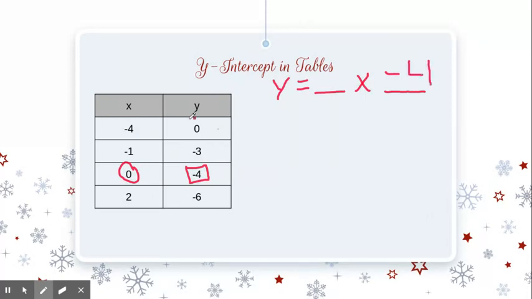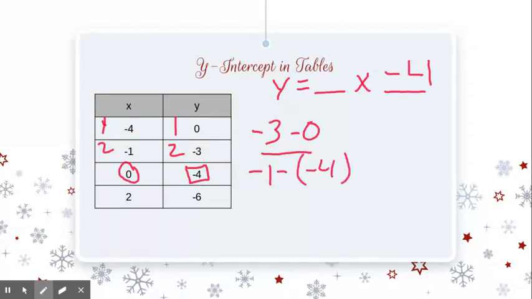And then I want to find my slope. So like always, I'm going to start with 2. -3 minus 0, and then -1 minus a -4. Okay, that's -3. Remember, a negative and a negative make a positive, so that's -1 plus 4. And it's a negative and a positive, so we're going to do 4 minus 1. 4 minus 1 is 3. Okay? And -3 divided by 3 is -1. So we're going to put -1 there.